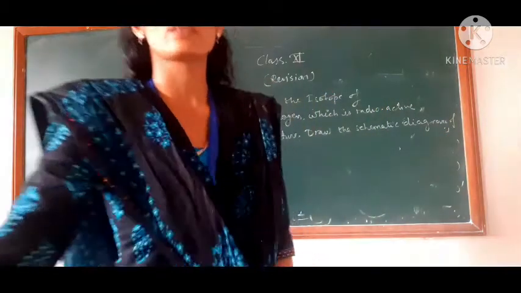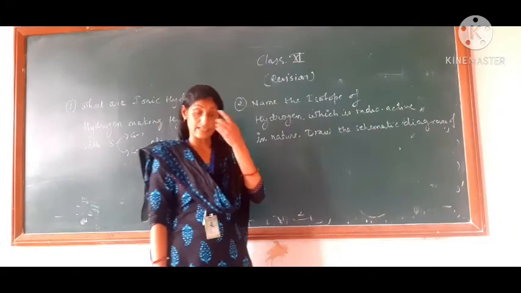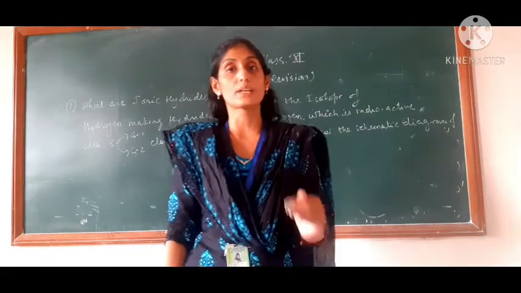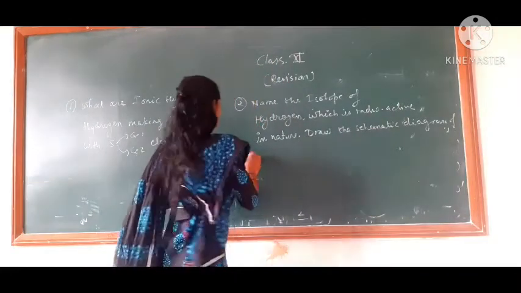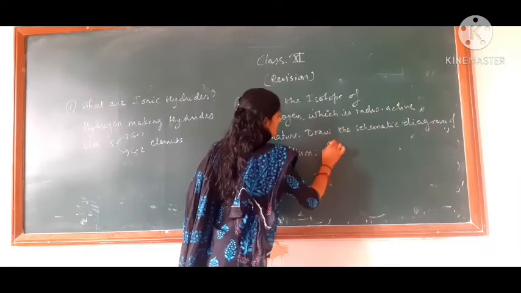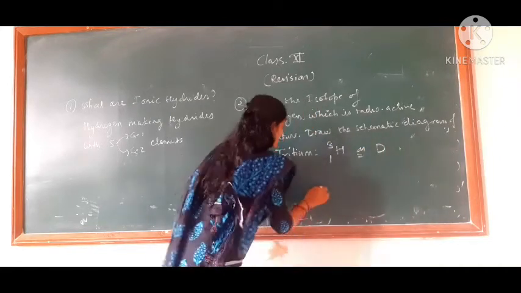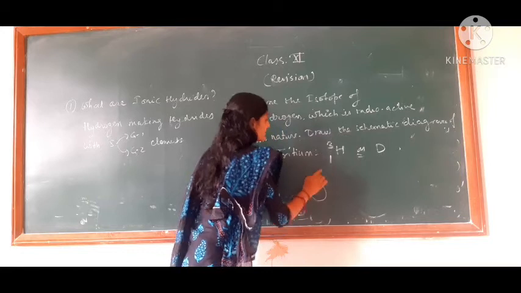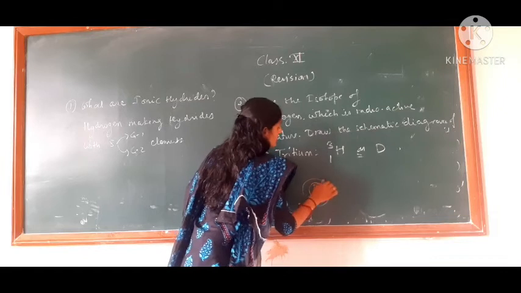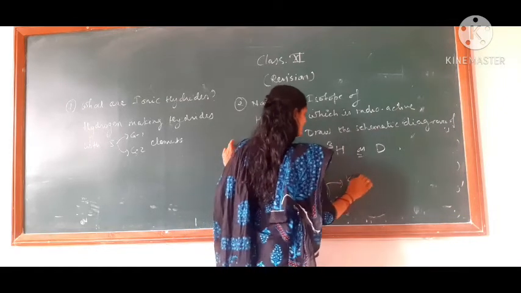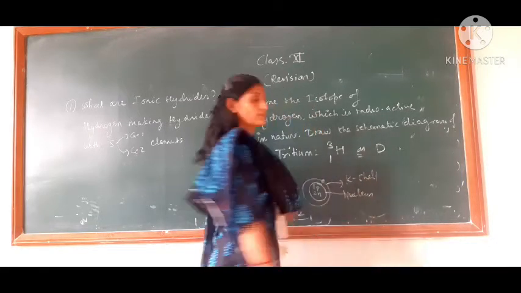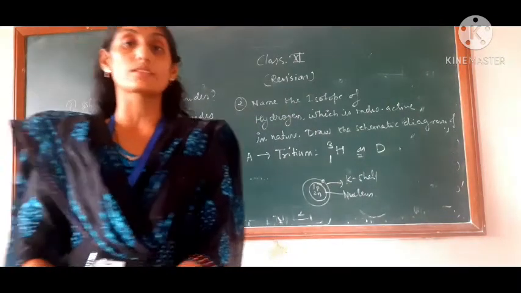How many isotopes does hydrogen have? It contains 3 isotopes: protium, H11, deuterium, H12 or capital D, and the answer is tritium. Tritium is H13 or capital T. That means its nucleus contains 1 proton and 2 neutrons, as well as 1 electron. So we can write the electronic configuration for tritium. If you want to copy, then you can copy. Then we will move to the next question.